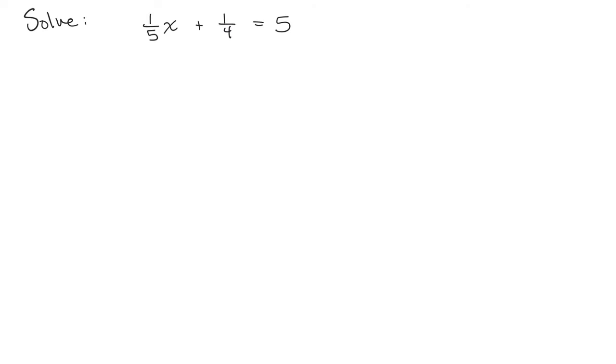So we have two denominators because we have two different fractions here. One has a 5, one has a 4, so the least common denominator is 20. So I need to multiply the whole equation, both sides, by 20. If you want, you could write it like that, or you could say, well, I'm going to do 20 times 1/5 x plus 1/4, and then 20 times 5.